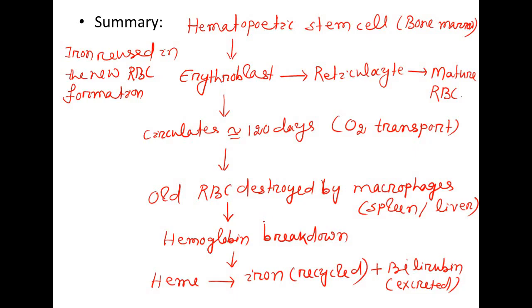Then we know that hemoglobin pigment is present in the RBC, so hemoglobin split into heme, that is iron, recycled and stored in the bone marrow, and bilirubin from the porphyrin ring. Bilirubin enters into liver and excreted from the body. Then iron, which is stored or recycled, become reused in the new RBC formation. This is all about the summary of erythropoiesis or life cycle of RBC.